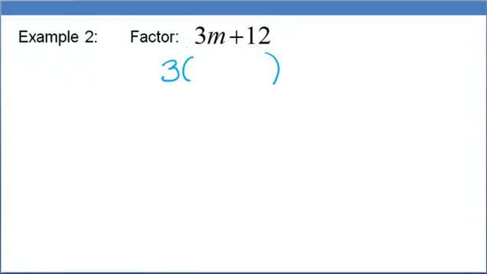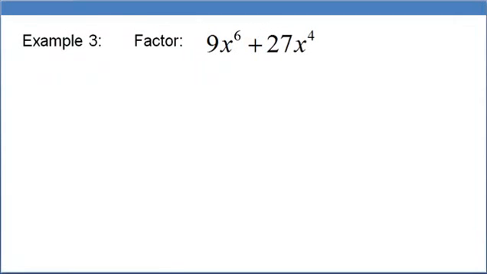So we have a 3, but we would like 3m. So we're missing an m. We have a 3. We would like to multiply and get a positive 12. So we need to multiply by a positive 4. You should check on these because the check is fast and it's easy. You can even do it in your head. To check, you would just distribute back. So 3 times m gives 3m, and 3 times 4 gives 12.